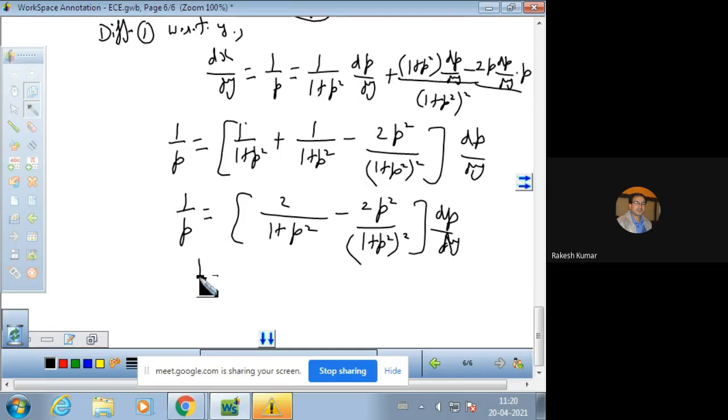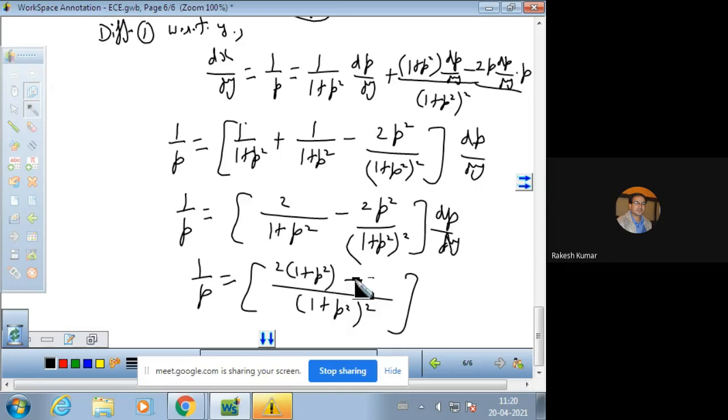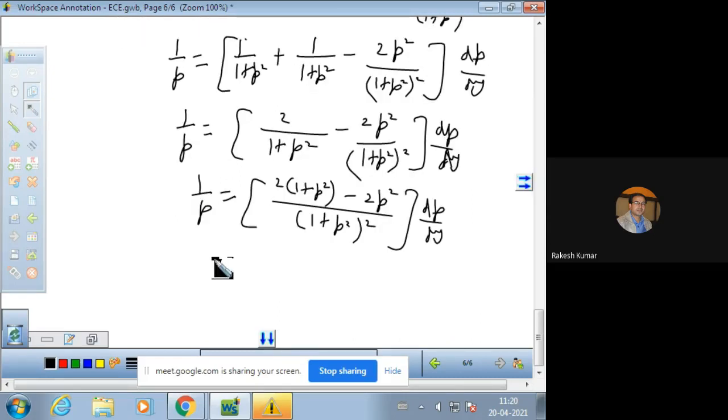1 over p is there. So you can take the LCM in the bracket term. And after taking the LCM, you will have 1 plus p square whole square. So that will be 2 times 1 plus p square minus 2p square into dp over dy. Ultimately, this p can be taken to this side and this dy can be taken to this side. Use separation of variables. 2p square is cancelled here, so that will be 2p over 1 plus p square whole square into dp.